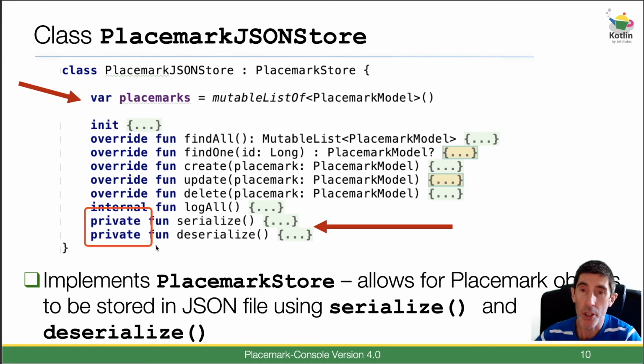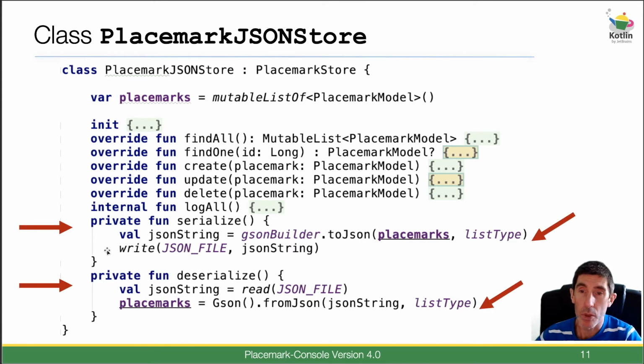And again, notice these are private functions. So they're only accessible within, and can only be called inside, PlaceMark JSON, so they can't be invoked outside of the class. Okay. So this implements, again, the PlaceMark store interface, and allows for PlaceMark objects to be stored in a JSON file using serialize and deserialize, and we will look at those in more detail in the next few slides.